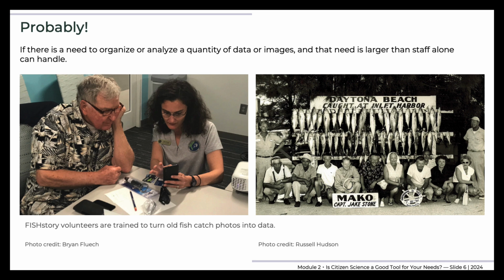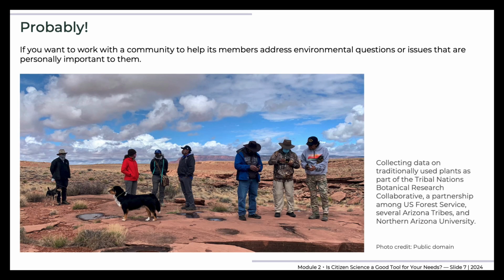Citizen science also can be a good tool when you want to work with a community to help its members address environmental questions or issues that are personally important to them. Sometimes scientists and managers determine that to manage resources in parks, forests, grasslands, refuges, or similar lands or waters where communities are deeply invested in local resources, they must work closely with the community.